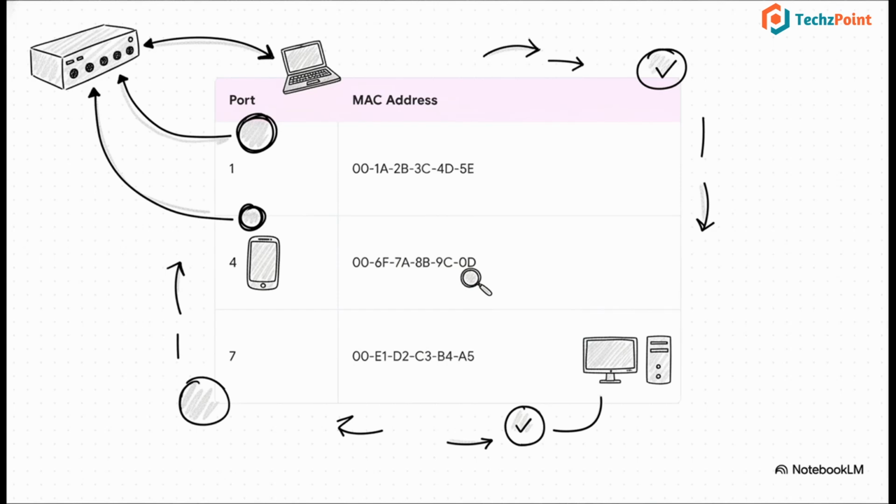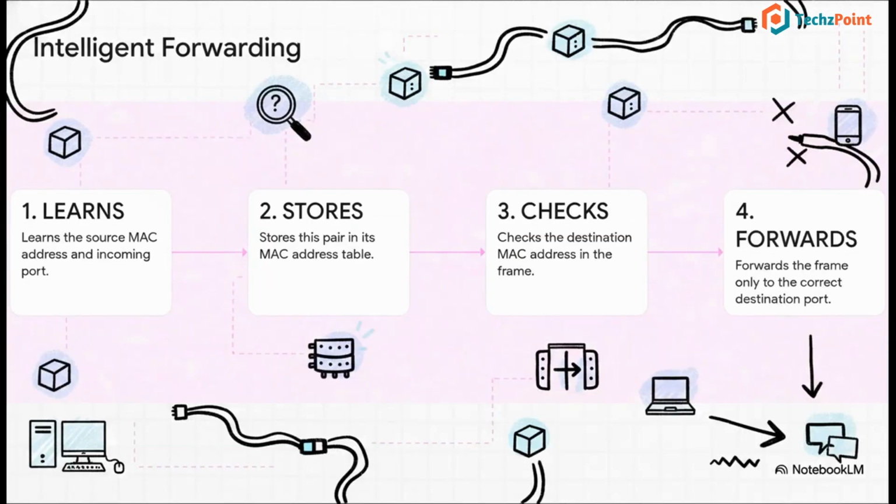It's simple, it's lightning fast, and because the switch builds this thing all by itself automatically, it's just incredibly powerful. So really, it all boils down to this simple 4-step dance. First, every time a device sends out data, the switch learns its MAC address and which port it came from.